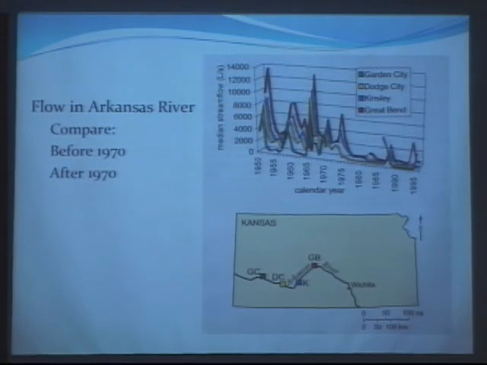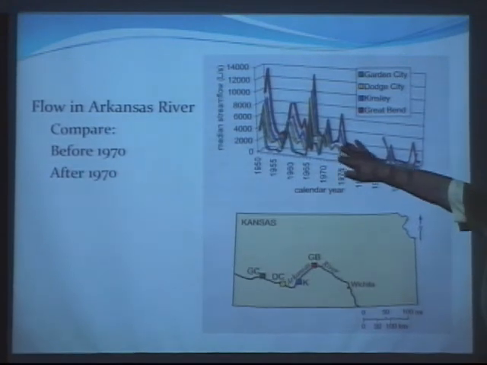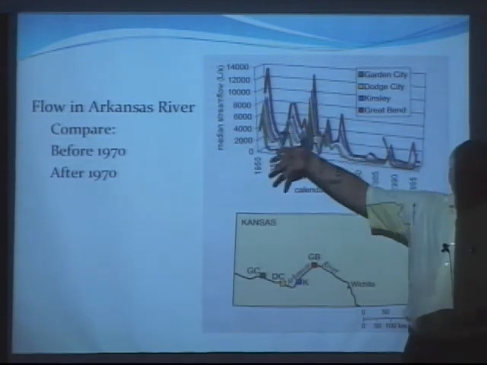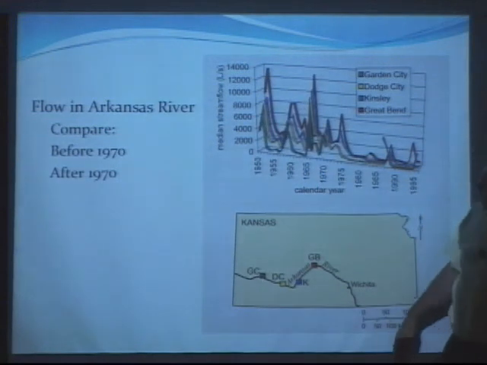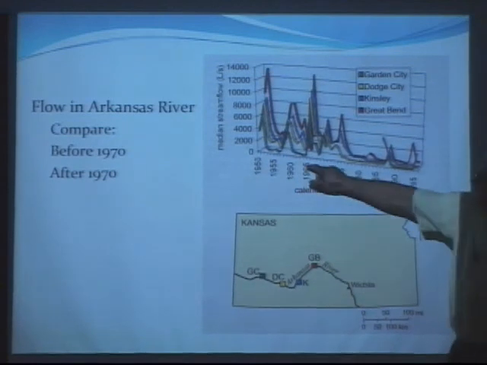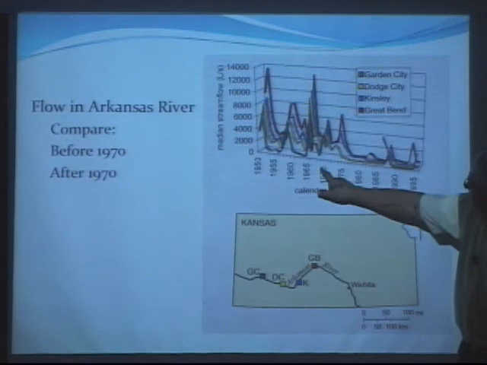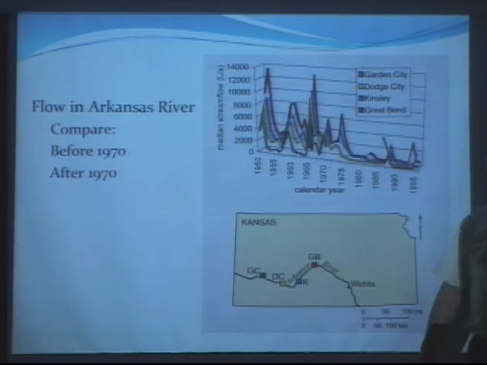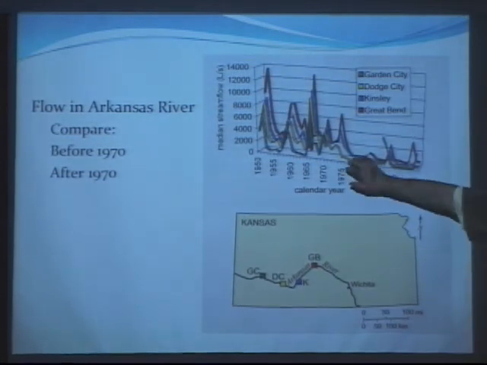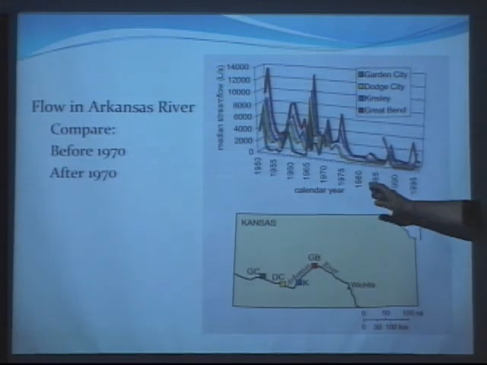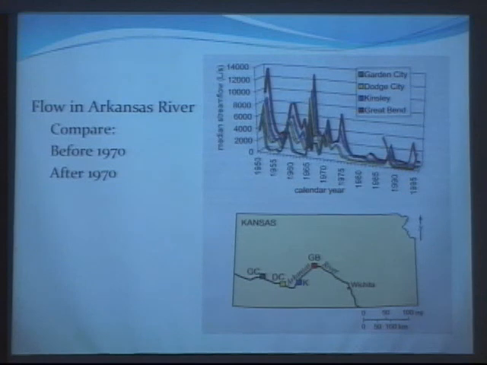Some other data to show how significant this is. We won't worry about what these numbers are, but it represents the annual flow of water at different stations: Garden City, Dodge City, Kinsley, Great Bend. From 1950 to about 1975, you can see there was, at least in wet years, some pretty significant flow. But after about 75, there are just a couple little bumps, and otherwise it's just dry. So even for the Ark, its flow pattern has changed substantially.